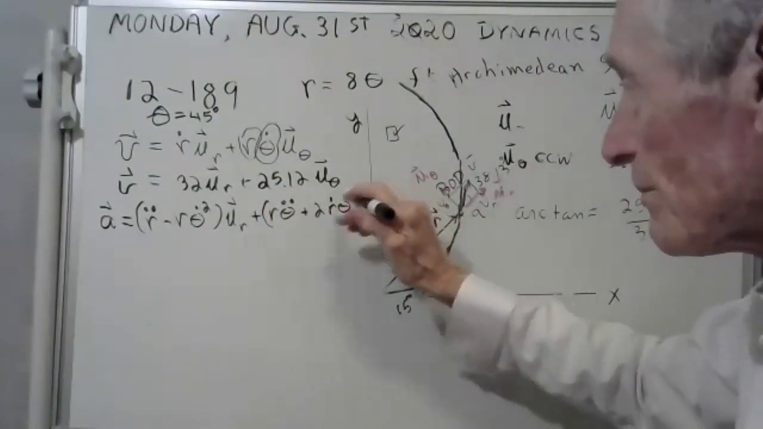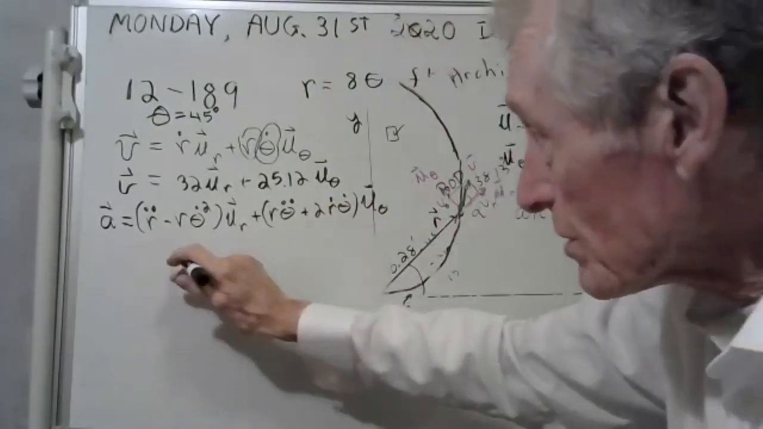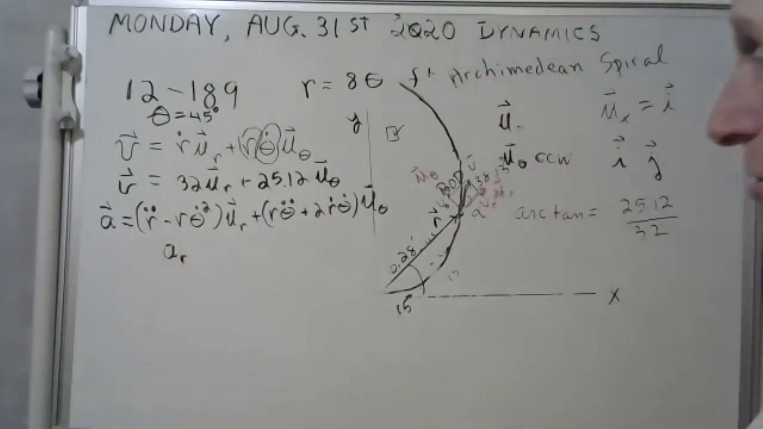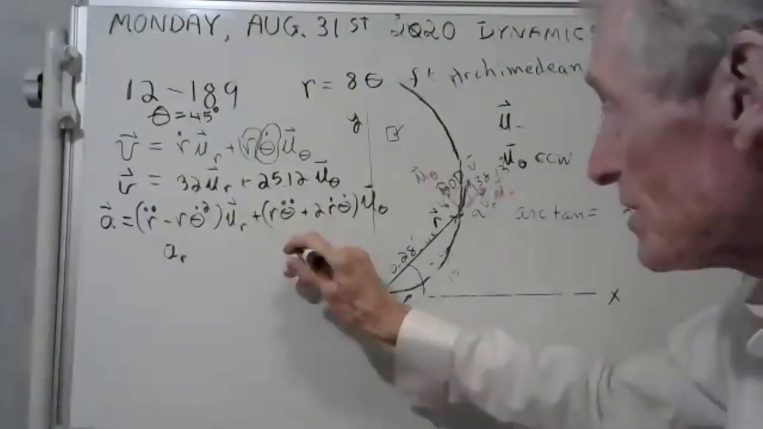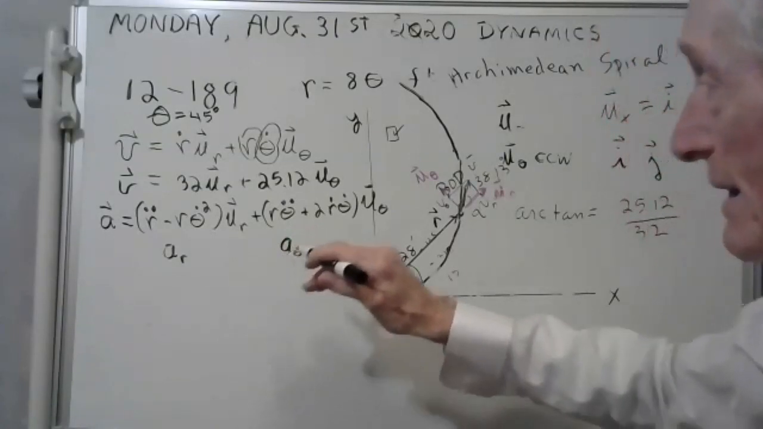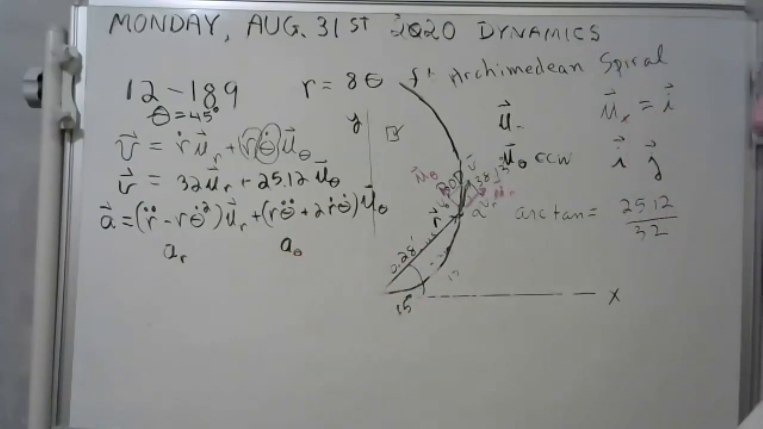Let's figure out what these are. Now, you know what these are. These are the components. That's A of R, the radial component. And this is A with a little theta, the transverse component. Okay, well, let's do it.